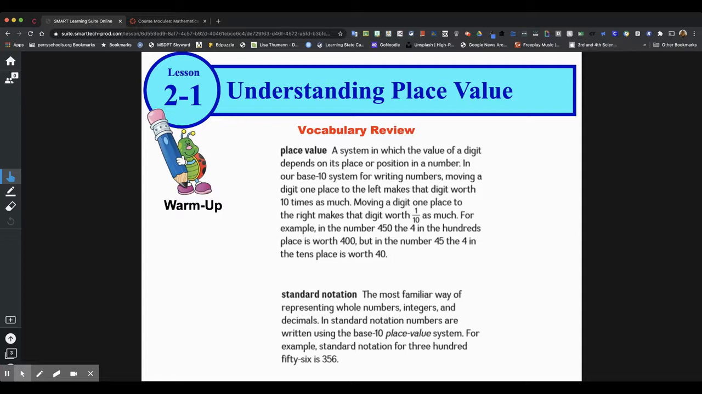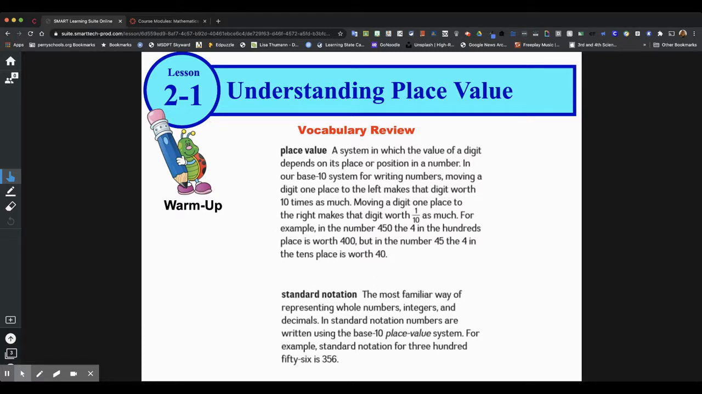Place value, a system in which the unit of a digit depends on its place or position in a number. In our base 10 system for writing numbers, moving a digit one place to the left makes that digit worth 10 times as much. Moving a digit one place to the right makes that digit worth 1/10 as much. So when we move to the left, the numbers get bigger. When we move to the right, the numbers get smaller. For example, in the number 450, the 4 in the hundreds place is worth 400. But in the number 45, the 4 in the tens place is worth 40.